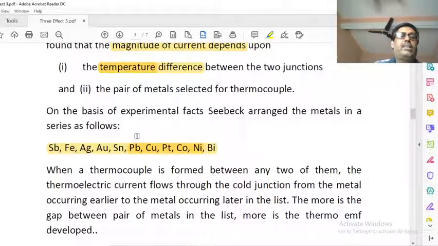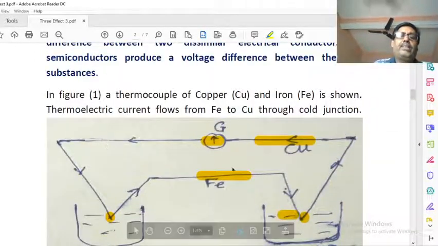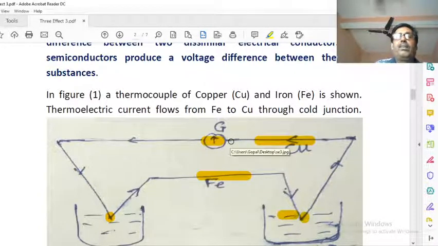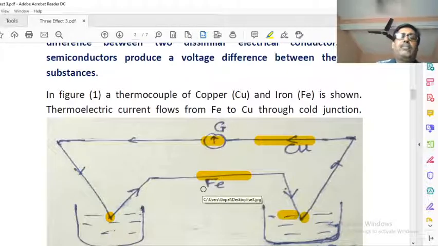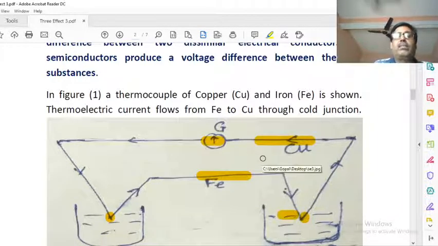Suppose we take the thermocouple of FeCu here, Fe and Cu. You can see Fe is below and Cu is upside, but it does not matter. Which wire is upside, which wire is right side, which wire is left side does not matter. What matters is that first we observe what are the metals constituting the thermocouple. These two metals, Fe and Cu.